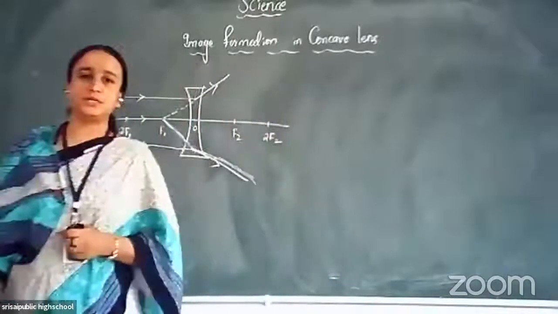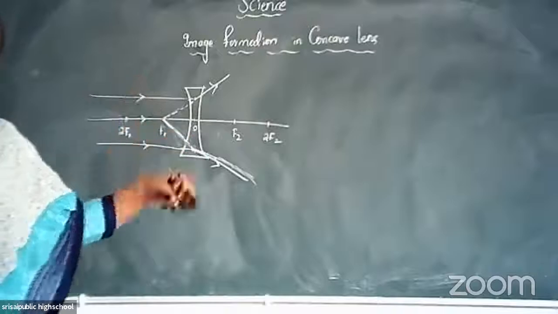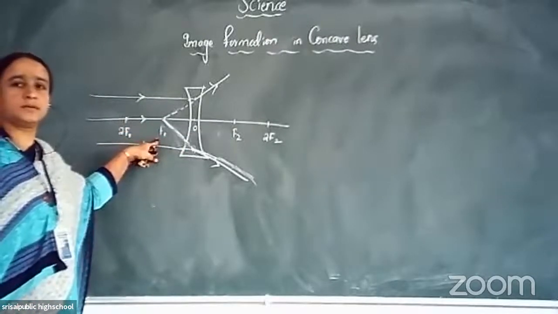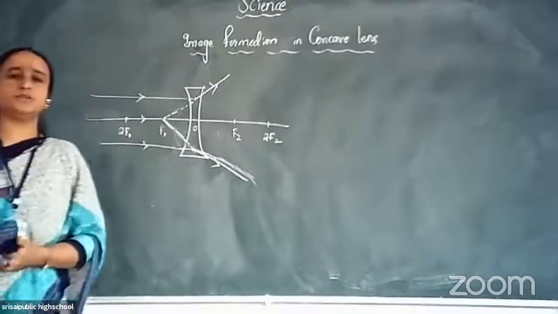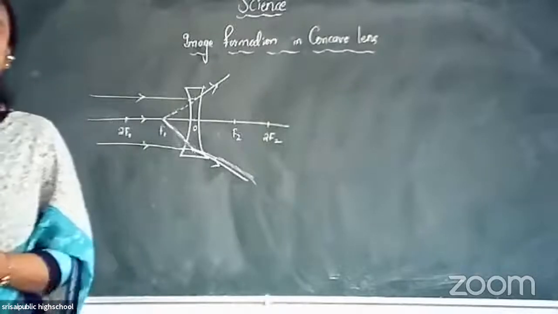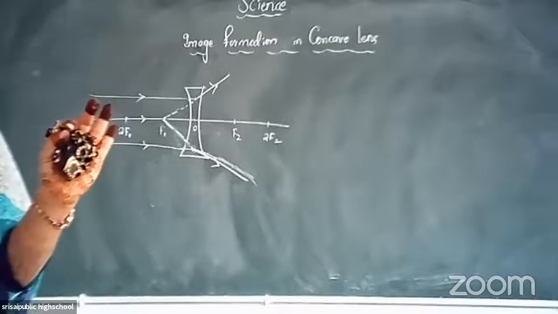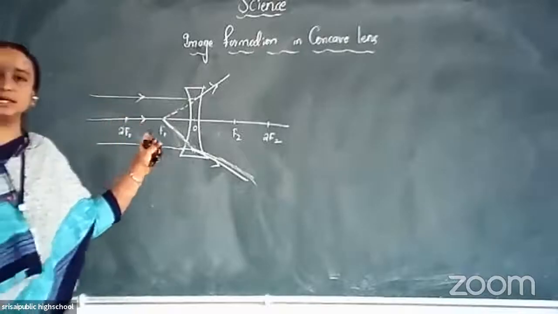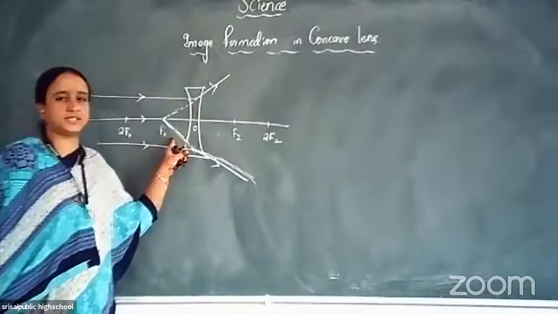Now where was your object? At infinity. Where have you got the image now? At focus F1, at the principal focus F1. Now what is the size of the image then? I have not drawn any image, which means it is very, very small. So what is the size of the image here? It is highly diminished, a point size image.